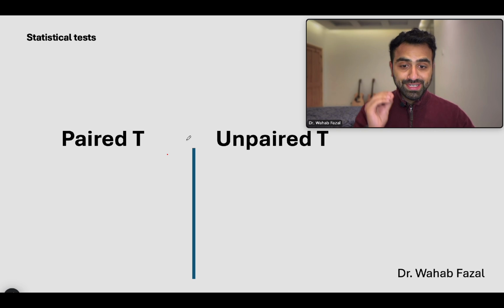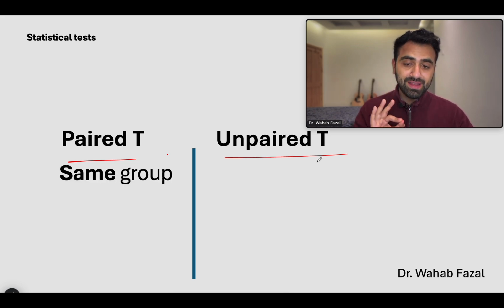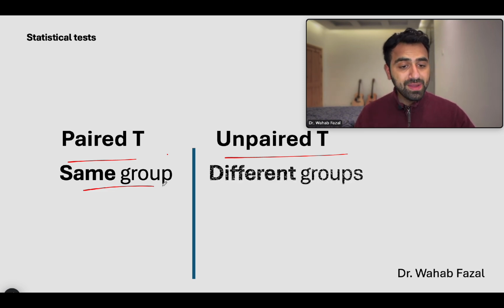Now let us talk about the simple difference between a paired t-test and an unpaired t-test, because that is something that comes up often in your exams and it's very, very simple actually. A paired t-test is always for the same group. An unpaired t-test is for two different groups. So what does that mean?